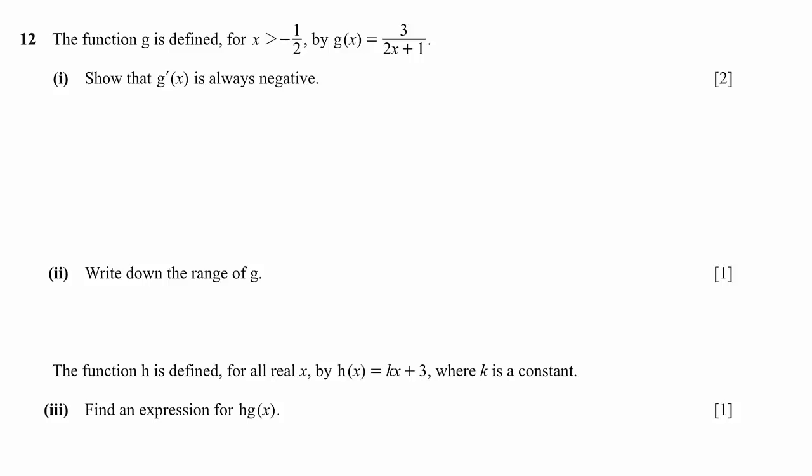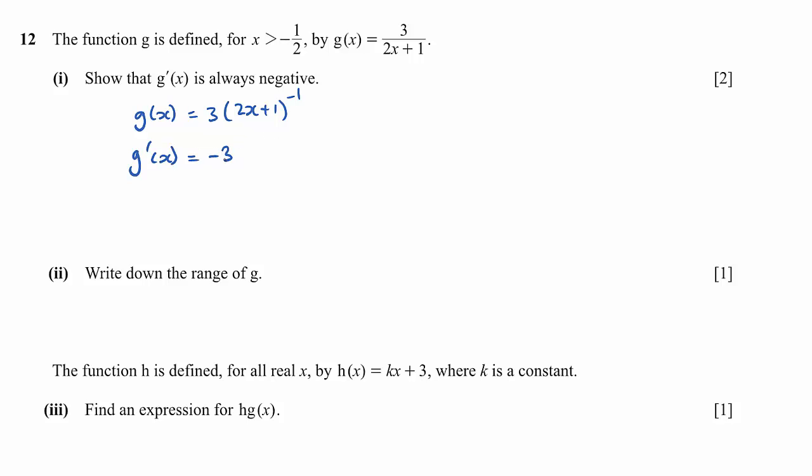The function g is defined for x greater than negative a half by g of x is equal to 3 over 2x plus 1. Show that g dashed x is always negative. So we can write g of x as being 3 (2x plus 1) to the negative 1. Or we could do it as a quotient if we want.